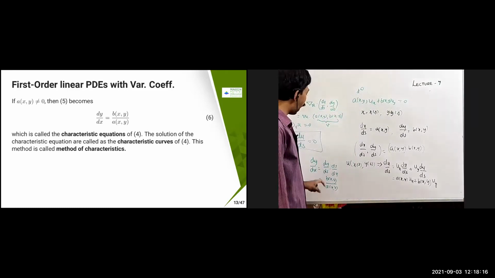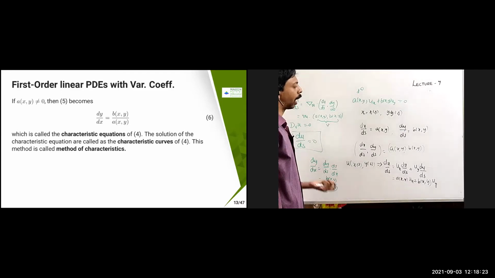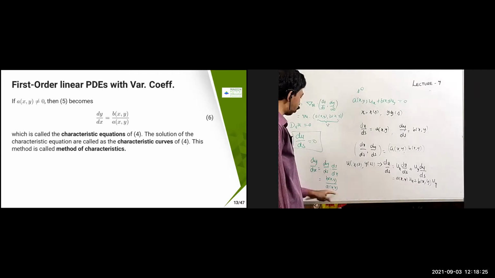Okay, so if I obtain the solution for this one, that is called the characteristic curve for the problem, because we are going to get a curve for this one, right? If we solve dy/dx equal to b(x,y) by a(x,y), we are going to get a curve. So that is called characteristic curve, and this method is called method of characteristics.